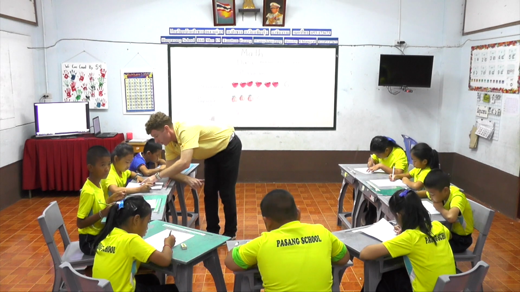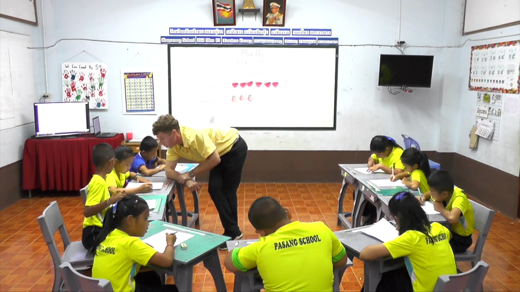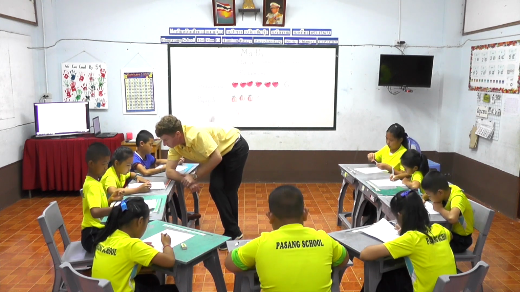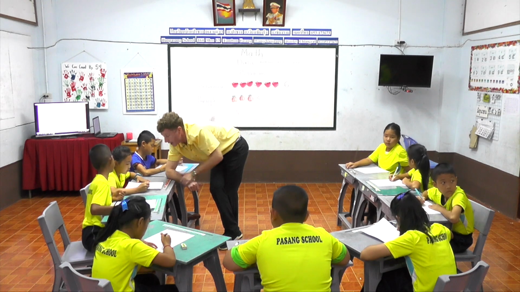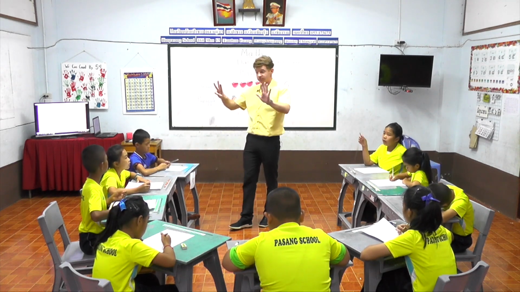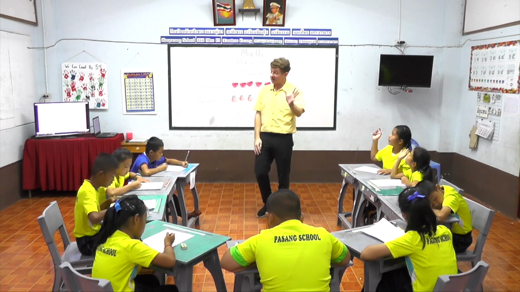Okay. Are there more chickens or cows? So let's count the amount of chickens. How many chickens do we have? 5. And how many cows? 3. So 5 chickens, 3 cows. Which is more? Chickens, excellent. There's 5 chickens.